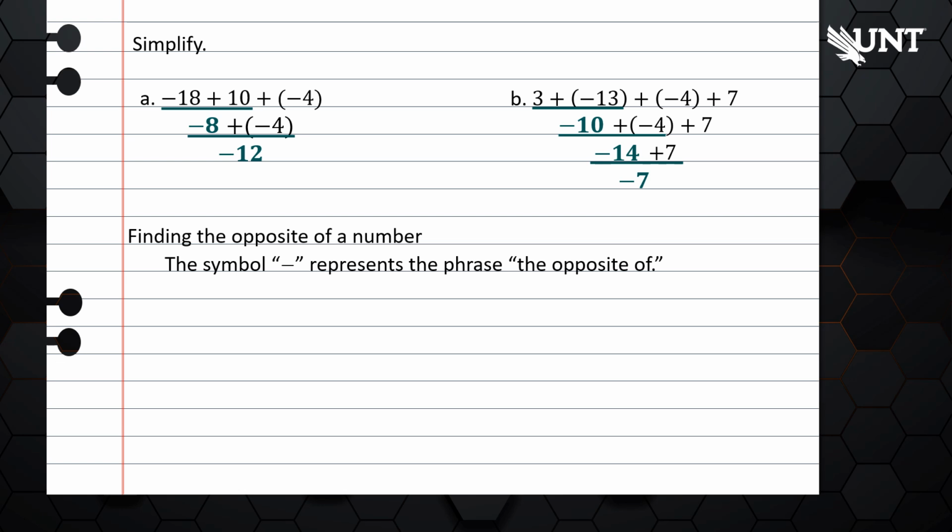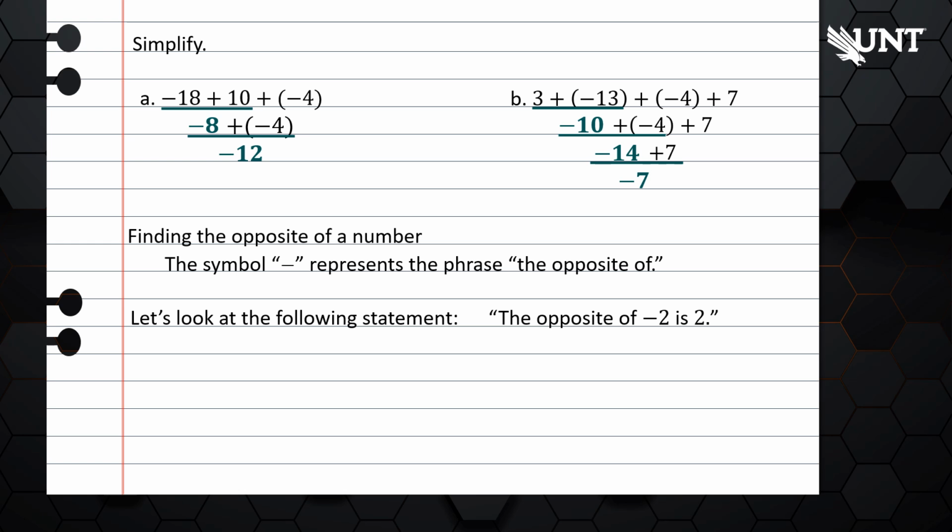Find the opposite of a number. The symbol negative or minus or hyphen represents the phrase the opposite of. So let's look at the following statement. The opposite of negative 2 is 2. First off, do you even agree with that statement? The opposite of negative 2 is a positive 2.